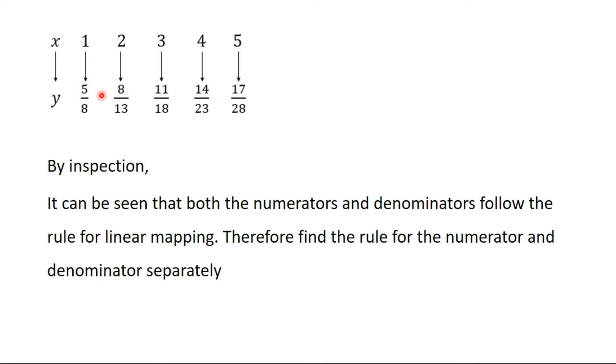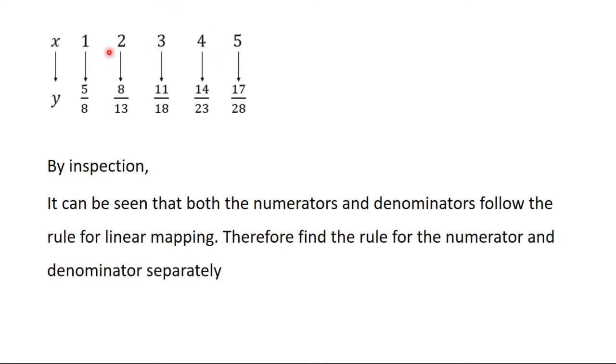Difference between 5 and 8 is 3. Difference between 8 and 11 is 3. Difference between 11 and 14 is 3. Difference between 14 and 17 is also 3. So you can see that the difference between consecutive elements is constant, and that follows a linear mapping.